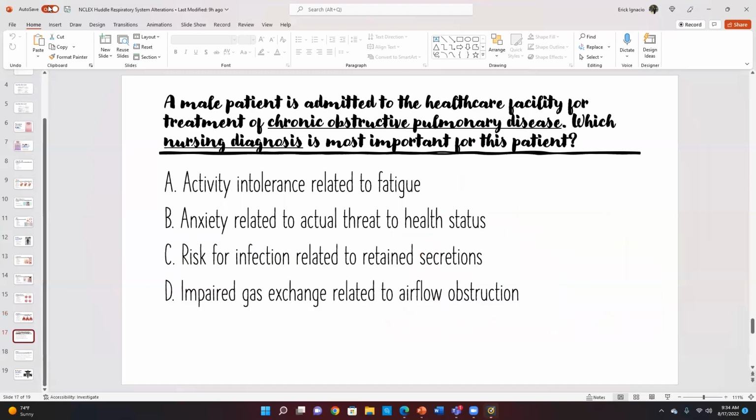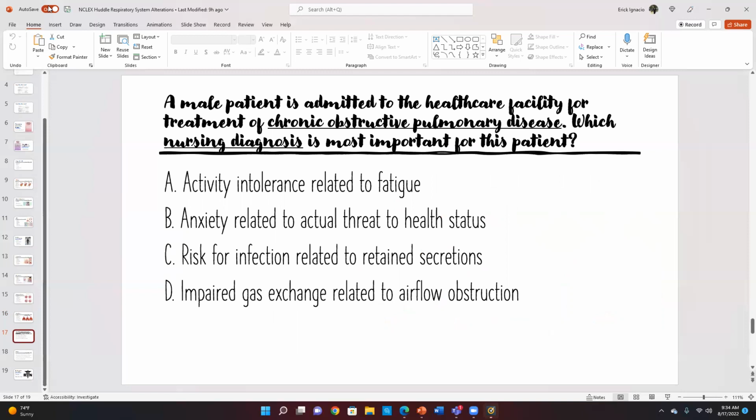Okay, let's take a look at an NCLEX question, and let's kind of break it down. A male patient is admitted to the healthcare facility for treatment of chronic obstructive pulmonary disease. Which nursing diagnosis is most important for this patient?